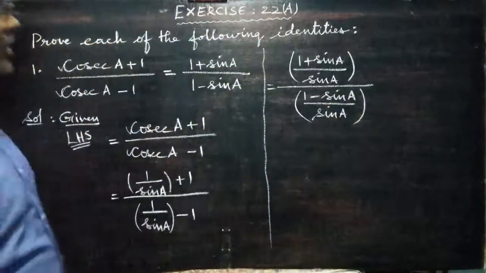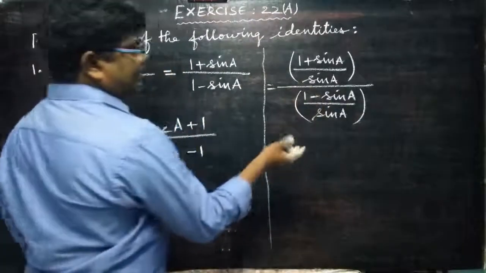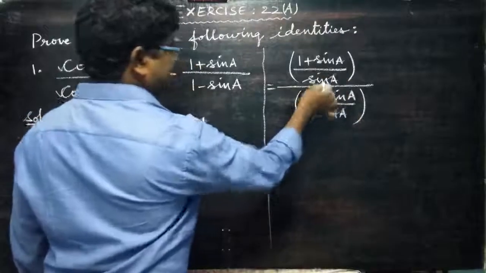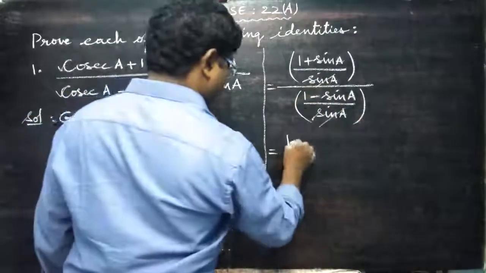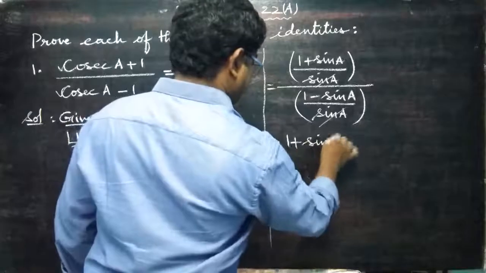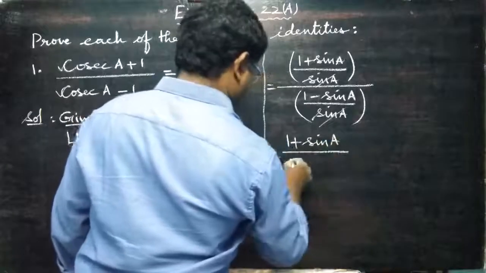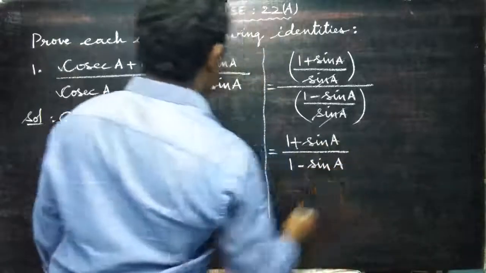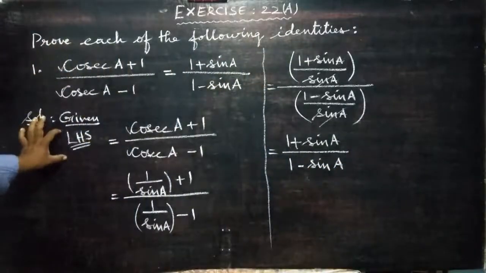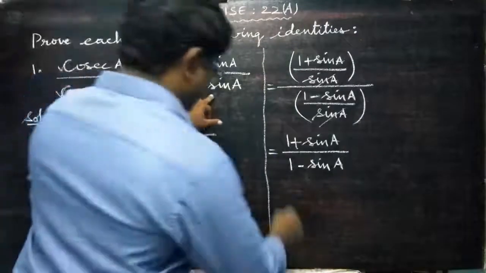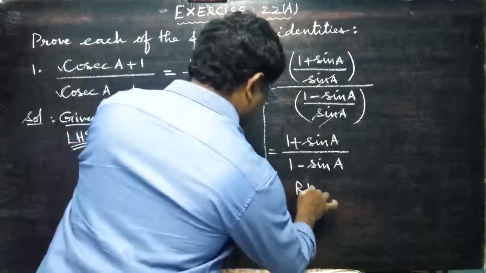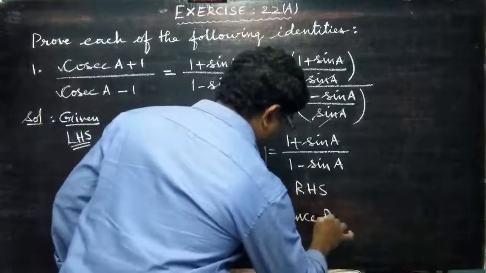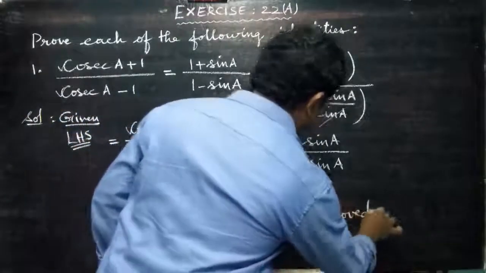Are you able to follow? Now the denominator gets cancelled, or make it the reciprocal. Anything same one. So the denominator gets cancelled, and in the numerator, 1 plus sine A by 1 minus sine A. Where did we start? Near LHS we started. And where did we reach? It is equal to RHS. They told us to prove, so compulsorily you have to write "Hence proved." This word you must mention.